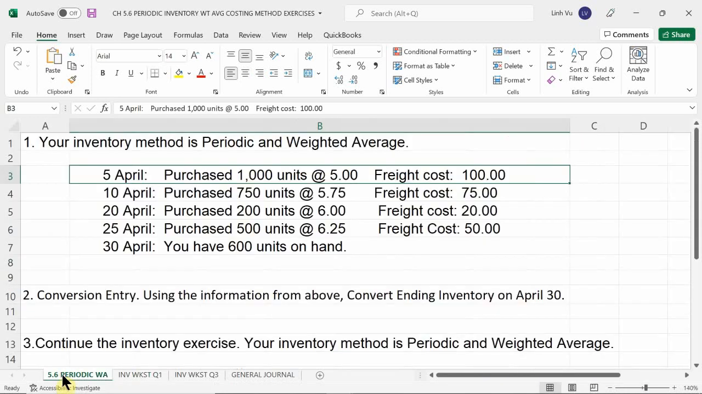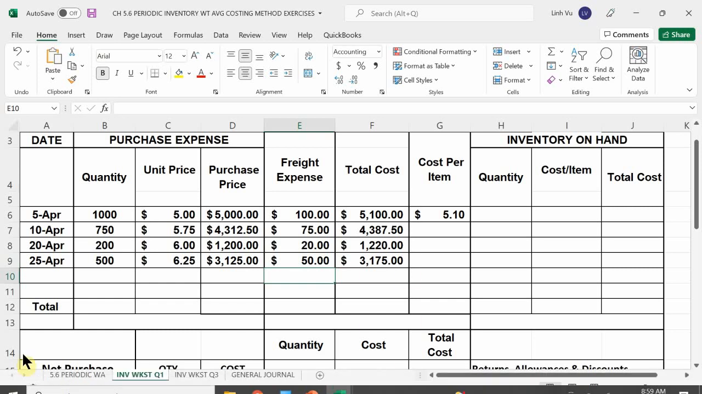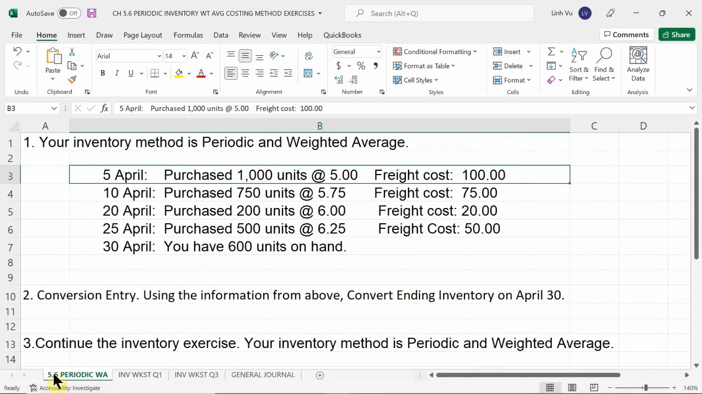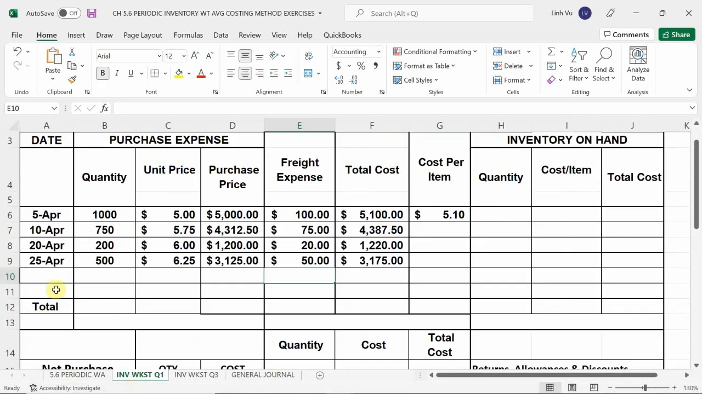Next one is April 25th. We purchased 500 units at $6.25 with a freight cost of $50. So April 25th, 500 units at $6.25, okay, with a freight of 50, giving me 3,175. Now the last piece of information that we need here is that on April 30th, we end up having a total of 600 units left on hand. Okay, so that means we reached the end of our accounting period.